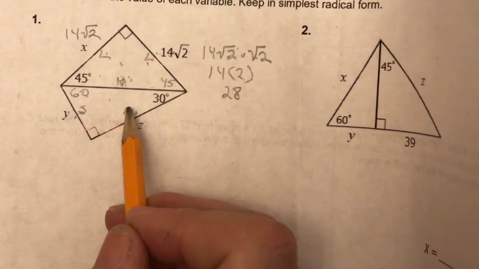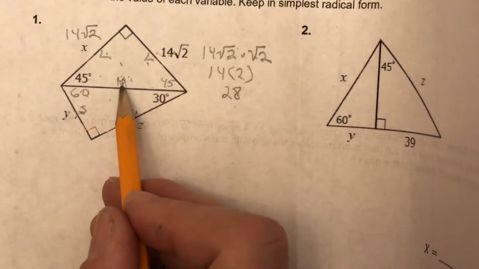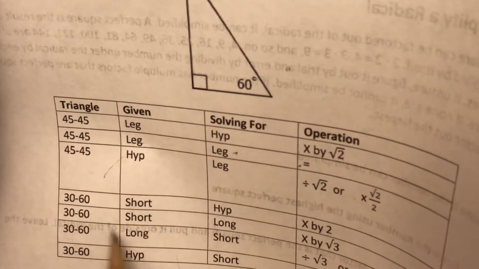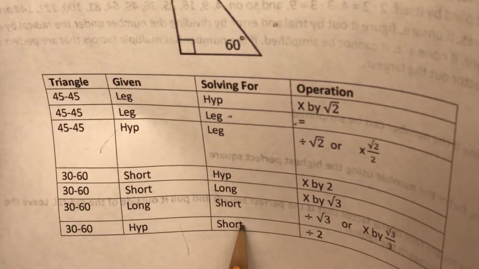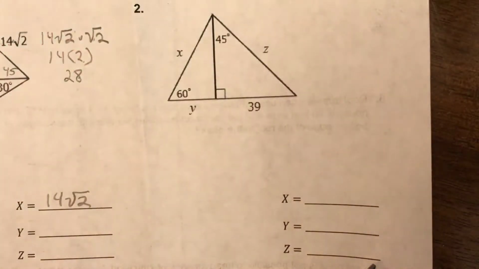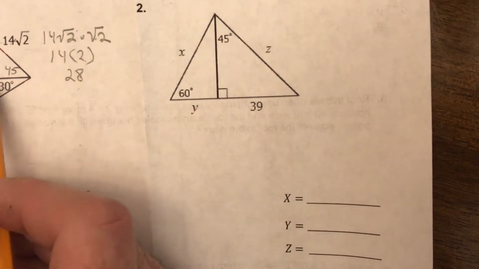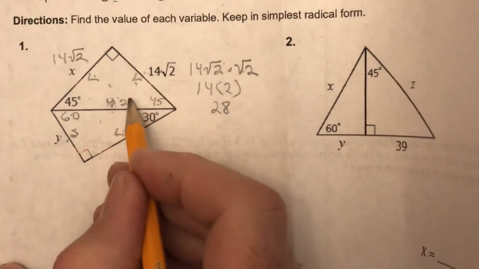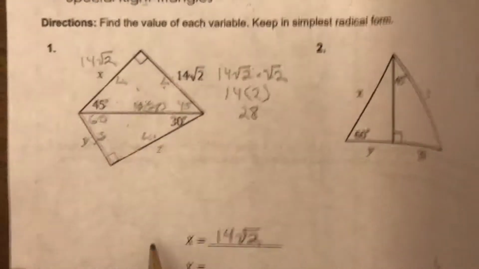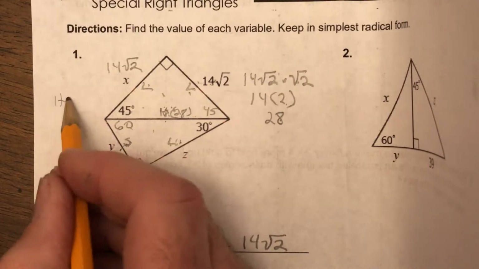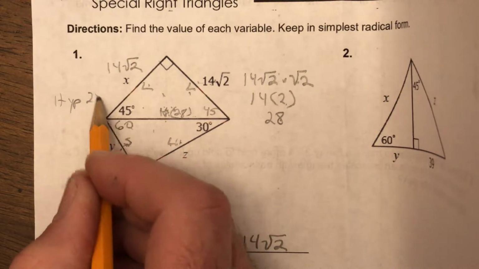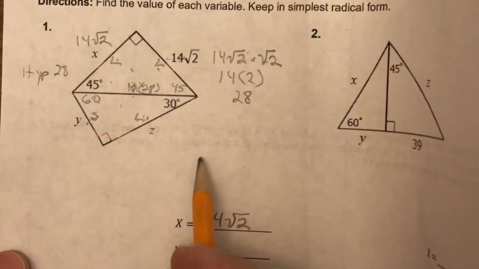So now we're in a 30-60-90, and we're given the hypotenuse, and we're finding the short side. So that means we divide it by 2. Okay, so it's going to be 28. Maybe write 28 in right here so you can remember, or maybe just write it over here. Hypotenuse is 28. Okay, so 28 divided by 2.